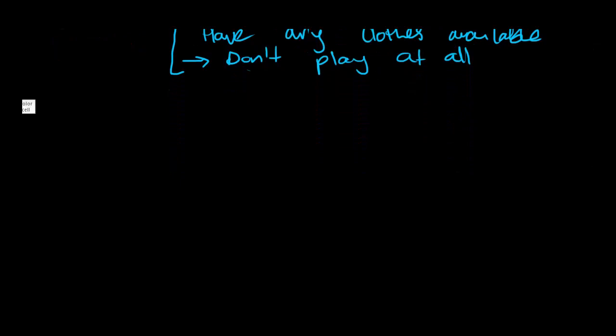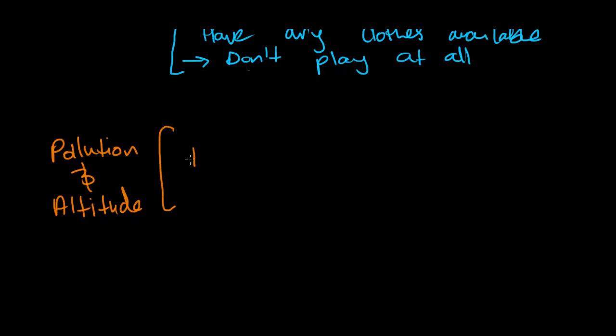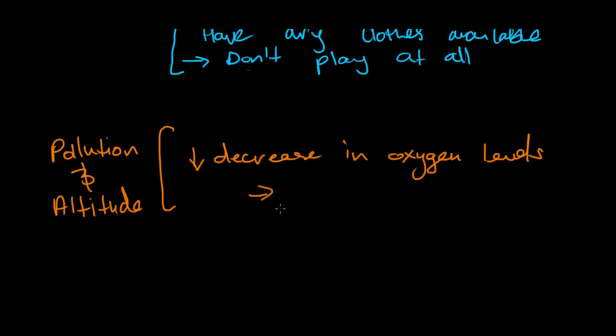So the last thing I wanted to talk about was pollution and altitude. If you think about it, if you're at high altitudes and if you have a lot of pollution available, then it's kind of obvious that there's going to be less oxygen available. So, a decrease in oxygen levels, and because of this decrease in oxygen levels, we need to come up with a few strategies. Well, in this case, there's not really much you could do, except the main strategy that you could use is to acclimatize.